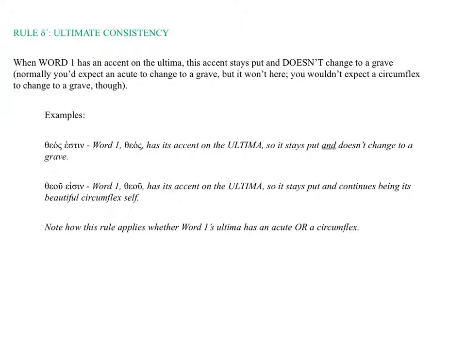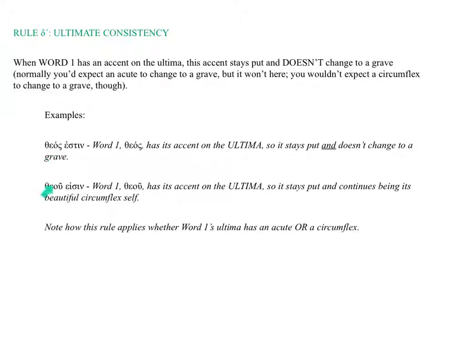But the real point is here that when there's an accent on the ultima of word 1 and word 2 is the enclitic, then that accent stays put and it doesn't change. So let's look at 2 examples. The first one, teos estin. So teos is word one, and it has an accent on the ultima, and that accent is an acute. And it's followed by an enclitic. Note that the accent stays the same and doesn't change to a grave.